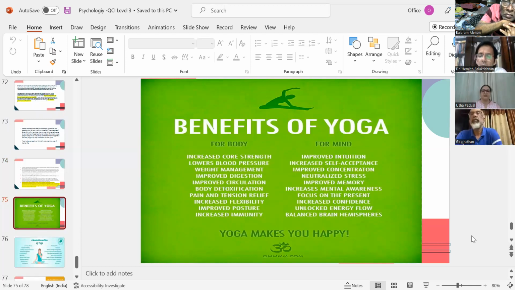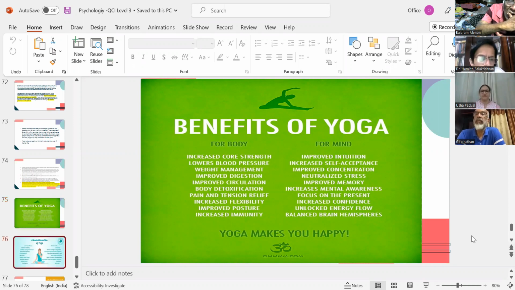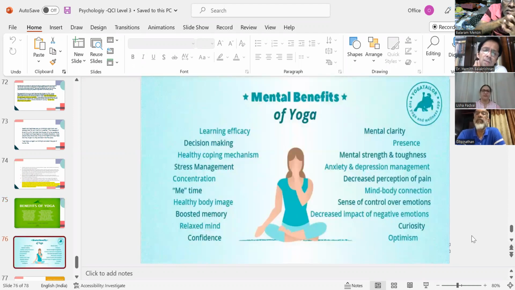For the mind: improved intuition, increased self-acceptance, improved concentration, neutralized stress, improved memory, increased mental awareness, focus on the present, increased confidence, unlocked energy flows, balanced brain, learning, efficacy, and decision making because your presence of mind will increase. Presence of mind, if it is too much, you will not trust anybody. If it is too little, people take advantage of you. Healthy coping mechanism, stress management, concentration, me time.